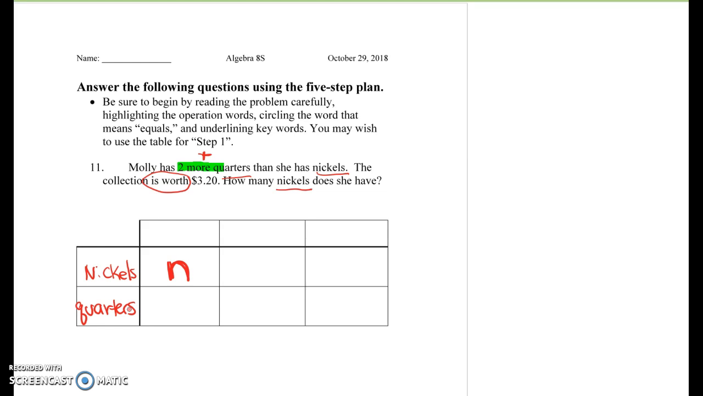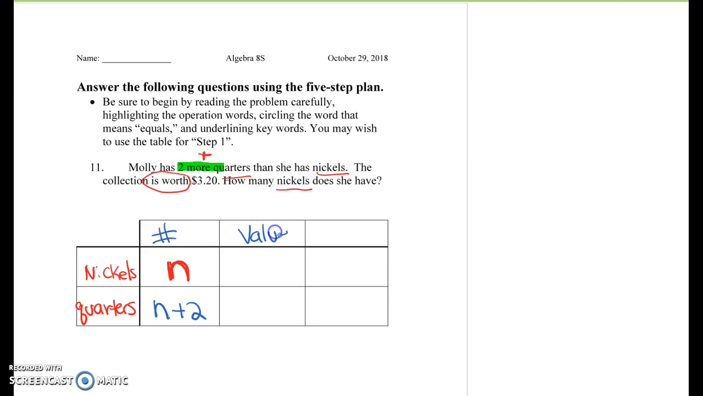And then quarters. So how many quarters do I have? Well, it's 2 more than nickels. So if I have n nickels, then I have, what's 2 more than n? I have n plus 2, okay? We don't know what these add up to, but that's okay because we actually don't need to.